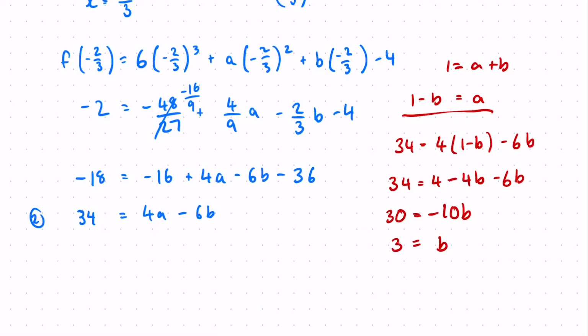Now that I found that b is equal to minus 3, I can substitute that into my 1 equals a plus b to find a. 1 is equal to a minus 3, so 4 is equal to a, or a is equal to 4. So my solutions for a and b are minus 3 and 4. Okay, hopefully you understood that.